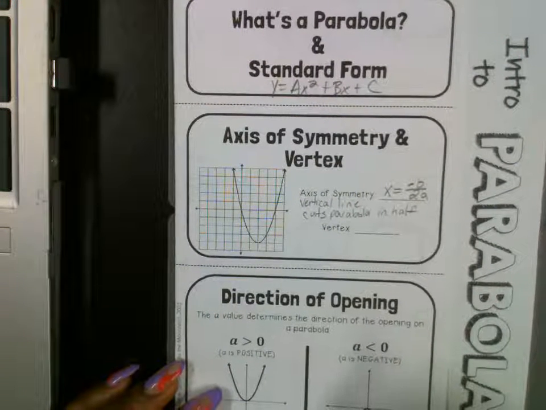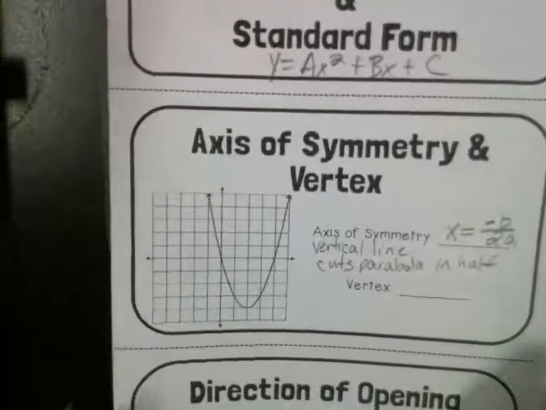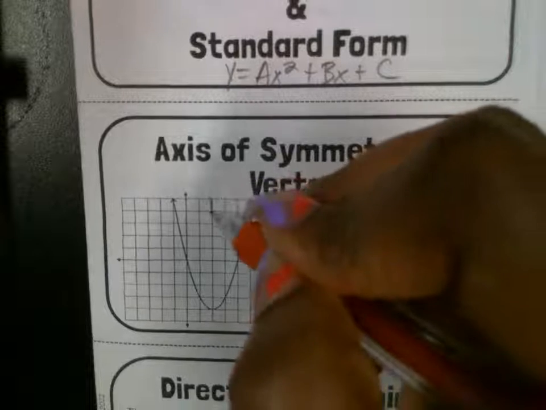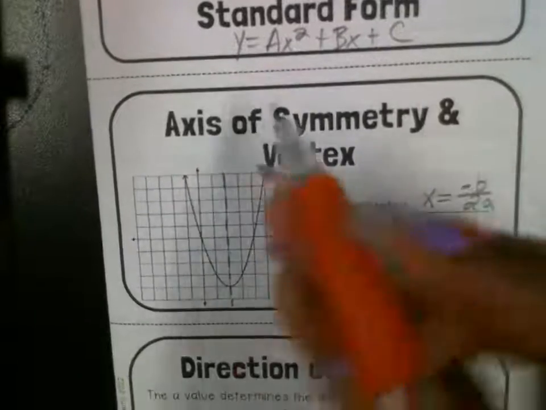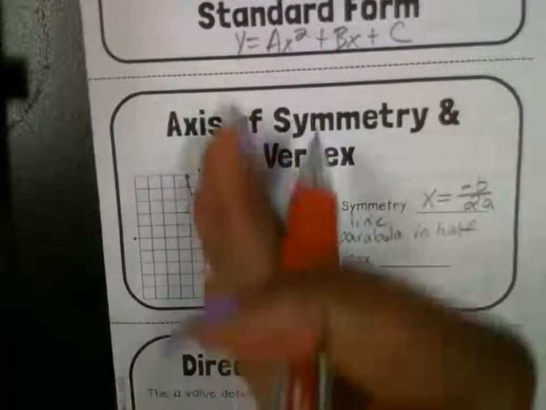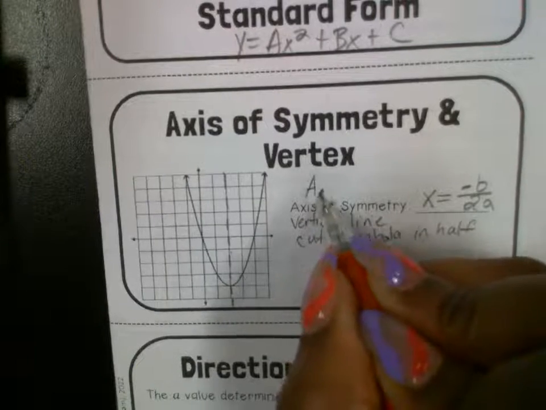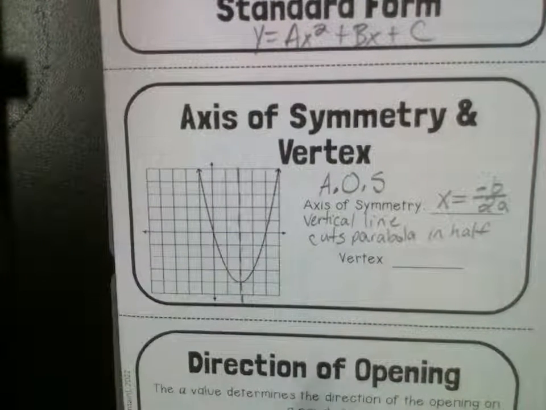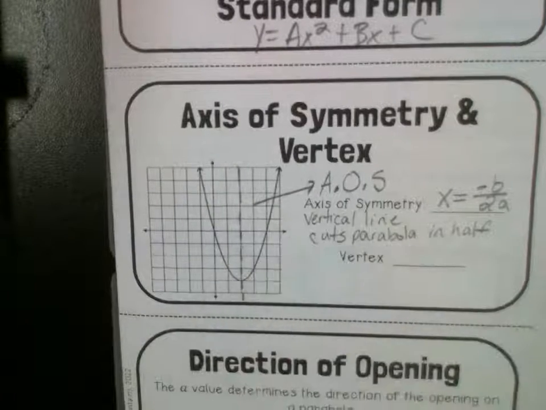Yes. What's under the negative b? 2a. 2a. Sorry. Zoom in. Can you see it now? So this is your axis of symmetry. And I usually make it a dash line. This is the line that cuts the parabola in half. And axis of symmetry is such a long word, so the abbreviation is AOS. So this right here is your AOS, okay? This is your axis of symmetry.